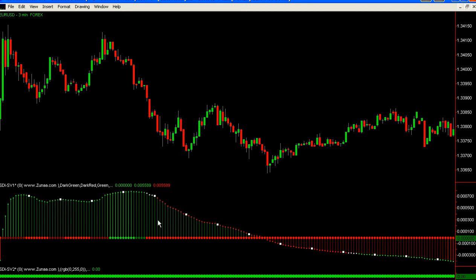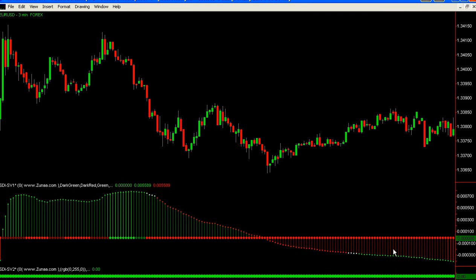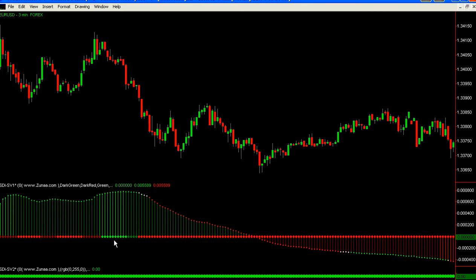If the histograms were red as well, then you have a really strong downward bias, for example in this situation here where it's dark red and then it turned into red. That's how you would interpret the indicator. So at minimum you need the points on top of the histogram and the horizontal points to be the same color. And the ideal situation would be where you have the red points, the red points on top of the histogram, and the histogram is also red.